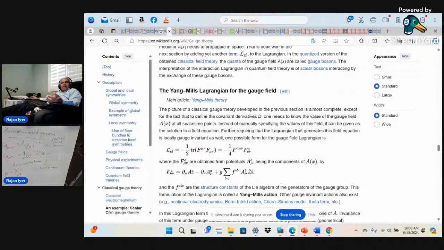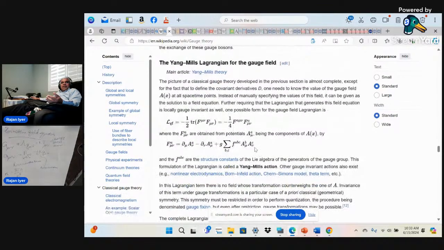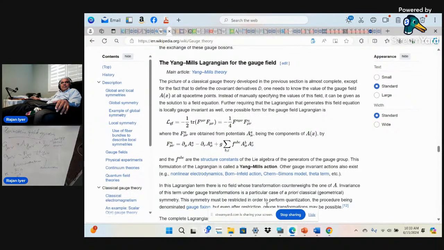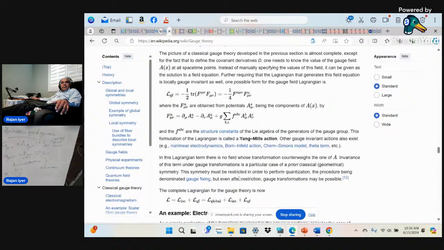Oh, this is Yang-Mills, the Lagrangian for the gauge field. That's classical gauge theory developed in the previous section. So is this the Yang-Mills action finally? Is this not for the weak interaction, or is this something else? I think string theory uses this. String theory uses this somehow.